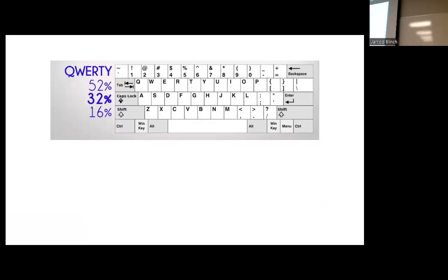QWERTY keyboard. Like we all use a keyboard where the layout is referred to as QWERTY, because it spells QWERTY in the top left here. Has anyone heard about how they came to this layout? Oh, don't spoil the surprise.